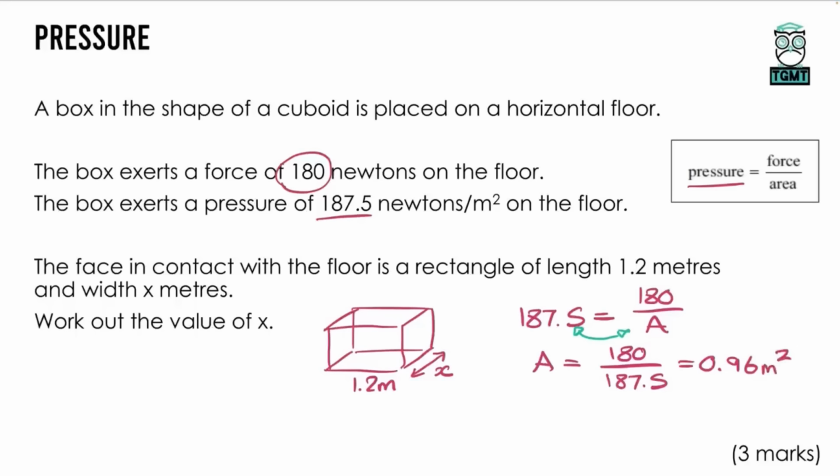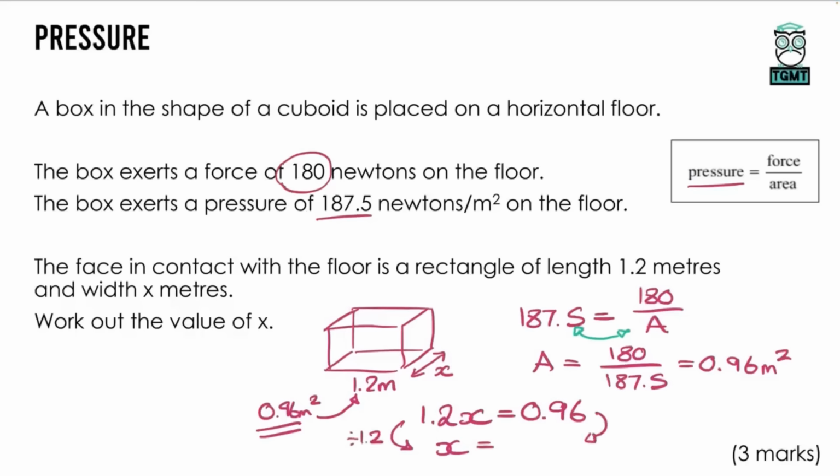So the area of the base of this rectangle here is 0.96 metres squared. We want to know the width. Well, length times width is the area for a rectangle. So 1.2 multiplied by x is equal to 0.96. To find the value of 1x, which is what we want to know, we just need to divide by 1.2. So divide both sides by 1.2, and we will have our width, and that comes out as 0.8. And there we go, that is the width of the rectangle, 0.8 metres.